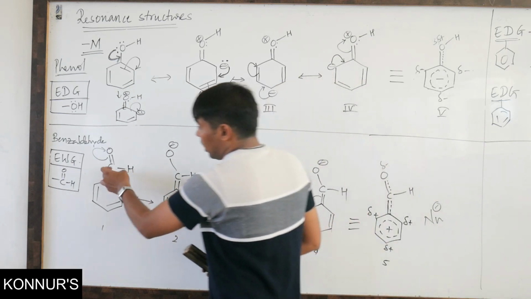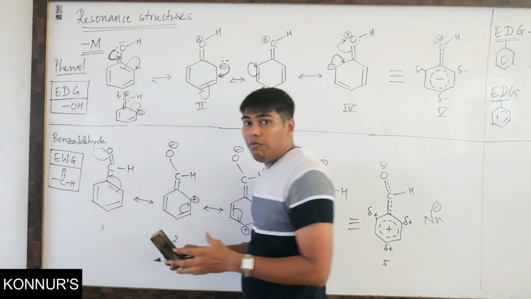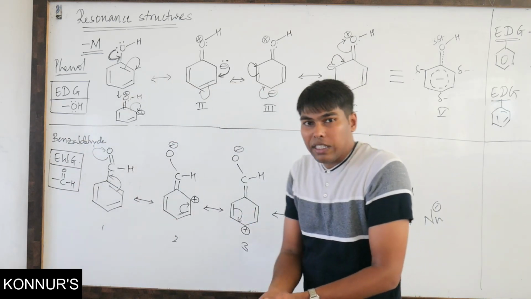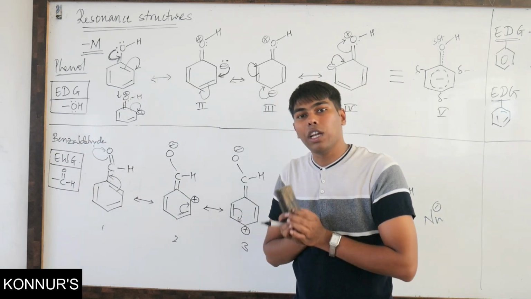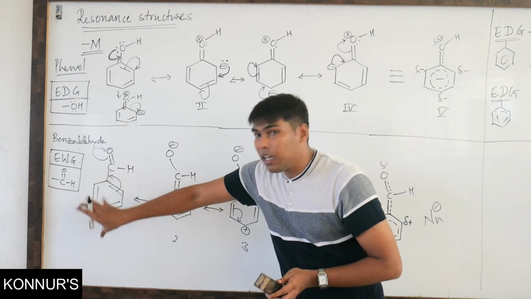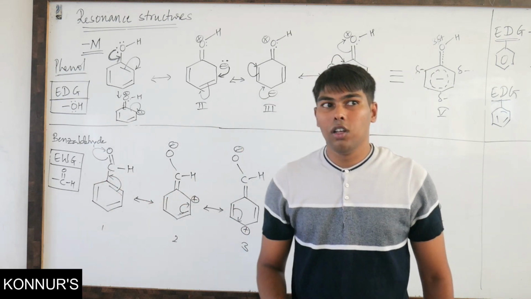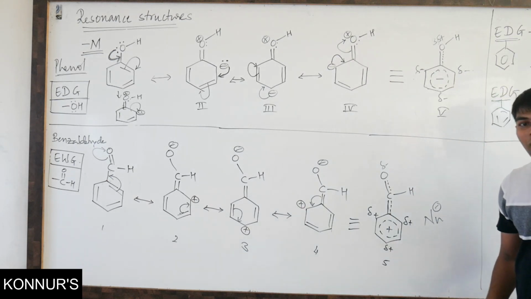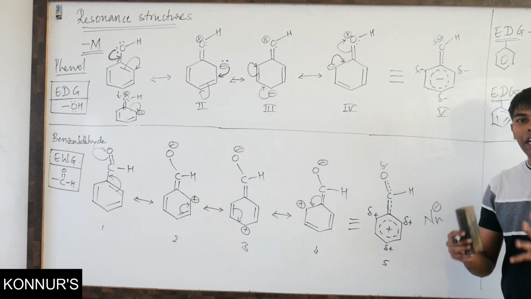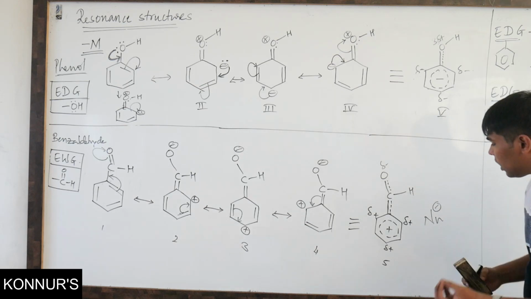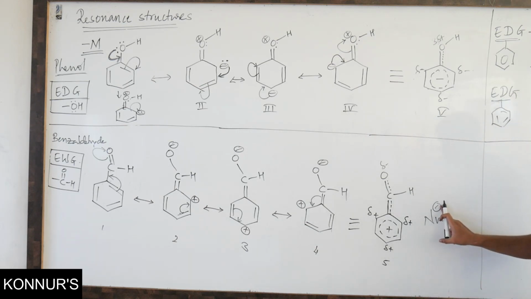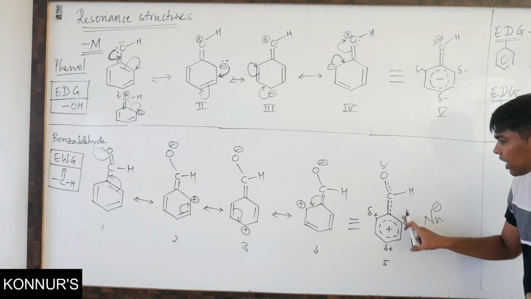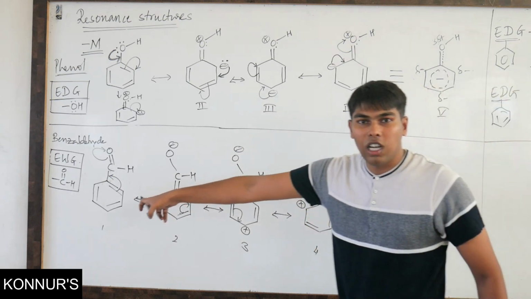Here, the substituent is already an electron withdrawing group. So what happens after withdrawing the electrons? This guy becomes electron deficient. So what happens? Nucleophiles are electron rich. They tend to attack the electron deficient centers. So this is the electron rich guy, and these are electron deficient, as you see in all those resonance structures.